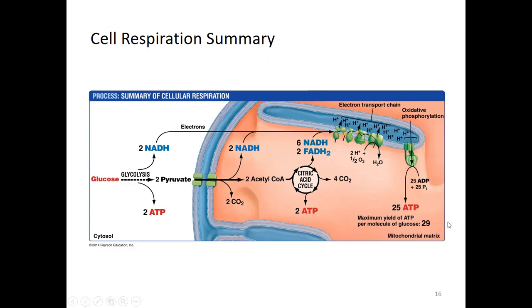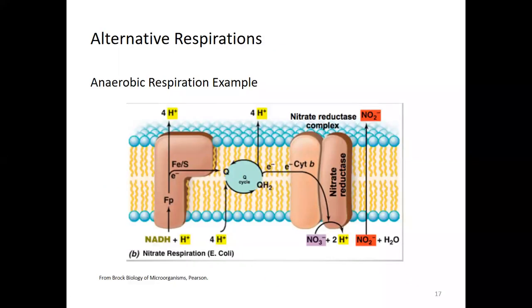Now, this is aerobic respiration because this is respiration that happens in the mitochondria of humans. Many organisms, especially prokaryotes, do not have to breathe oxygen. They are anaerobic, but they can still respire. And so here's a simple example of anaerobic respiration.